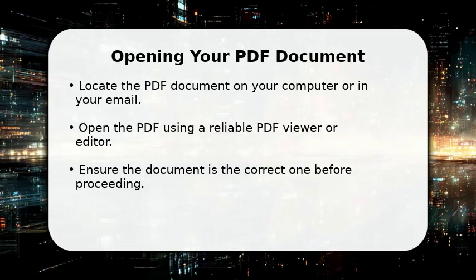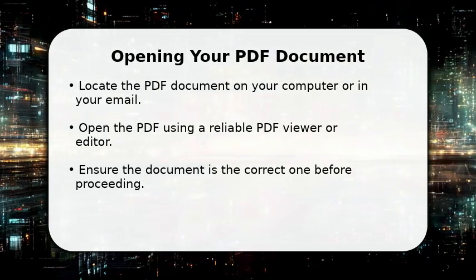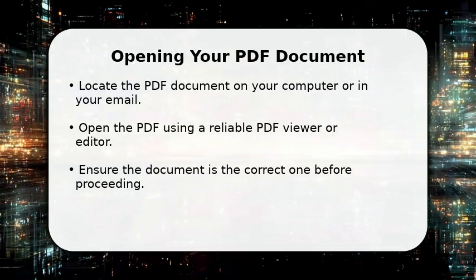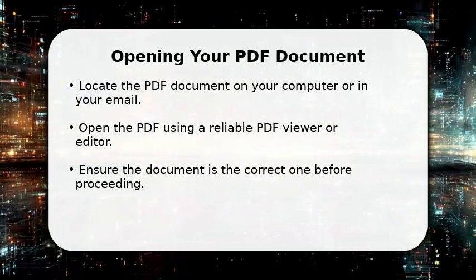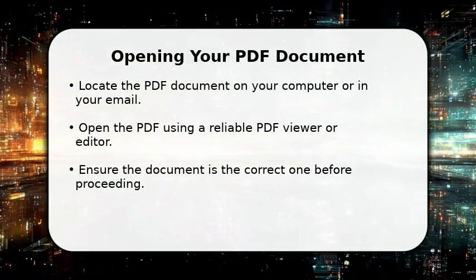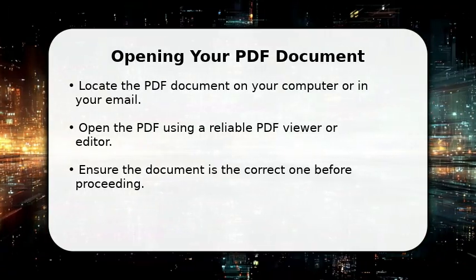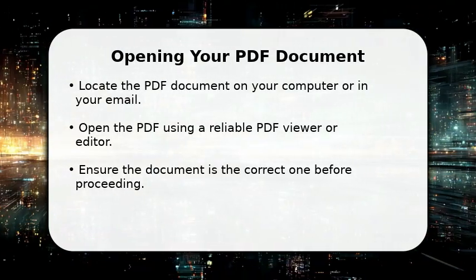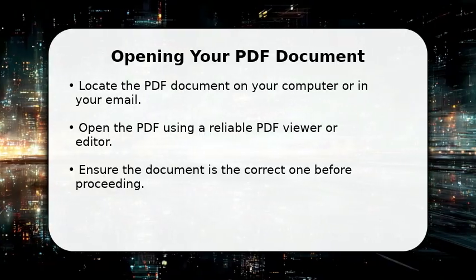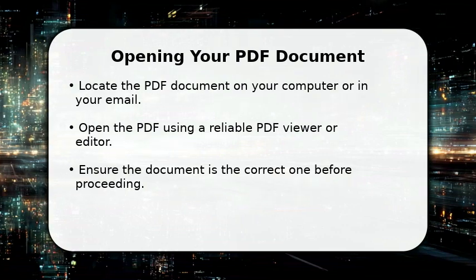In this video, I will explain how to sign and return a PDF document. First, locate the PDF file you need to sign, whether it's on your desktop or in your email inbox. Once found, simply double-click to open it with your preferred PDF viewer or editor. It's a good practice to quickly confirm you've opened the correct document before moving on to the next steps. This ensures you're working with the right file from the very beginning.